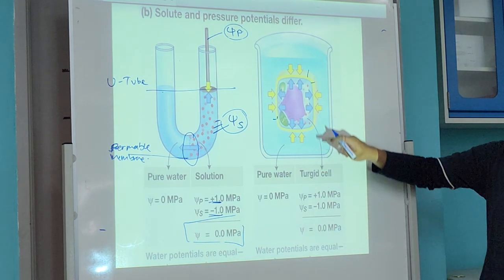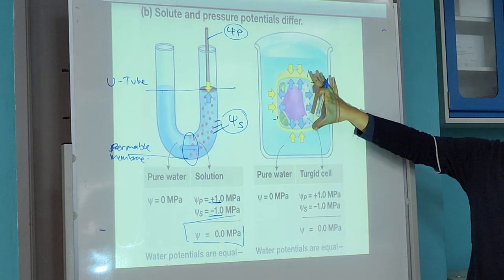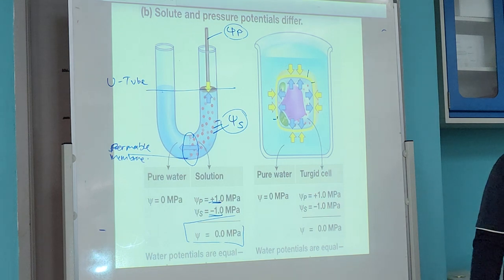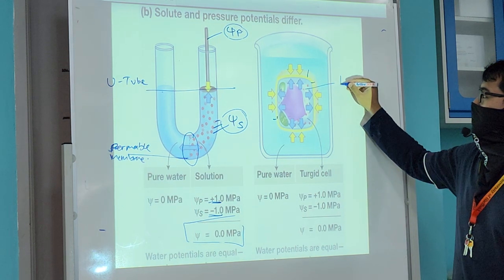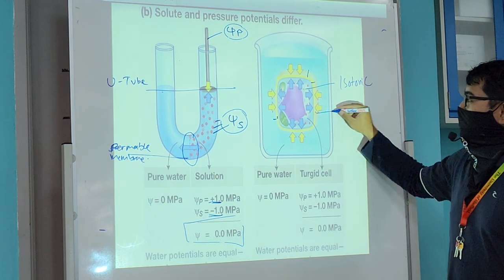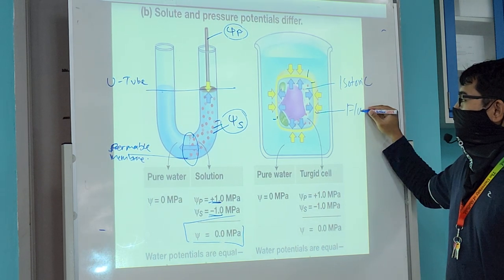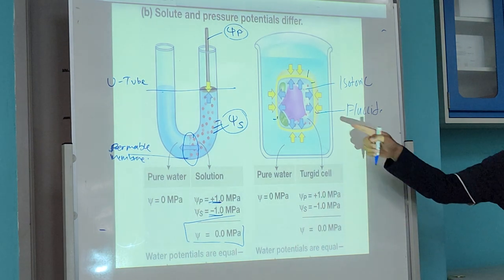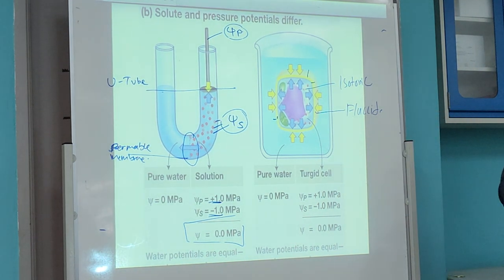So when this happened, what state do you call this cell is in now? It's in isotonic solution. It's called flaccid. Flaccid. Water in equals water out. It's just the same. Okay?